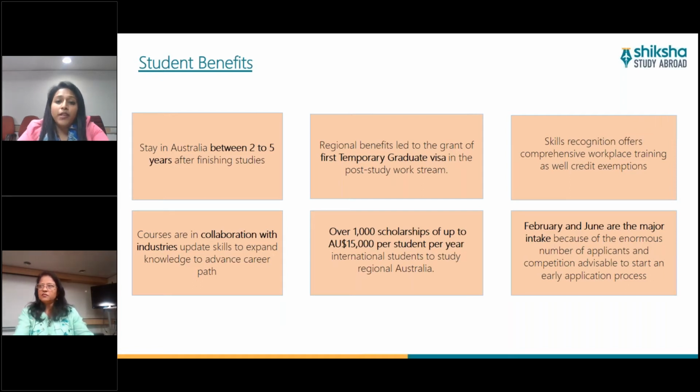Also, when we talk about the temporary graduate visa, this is the regional benefit visa that the students are getting. That's on the study in the regional area. You can also get this information on the immigration website.